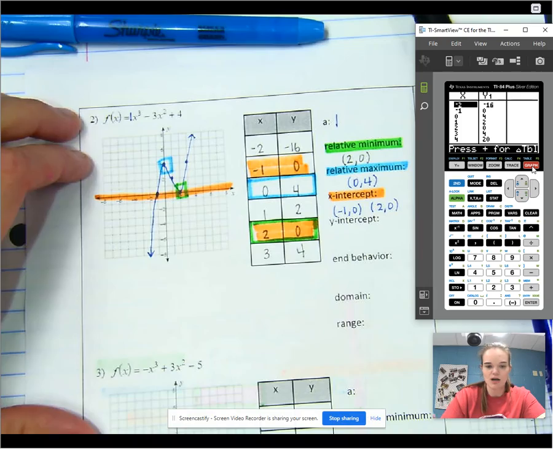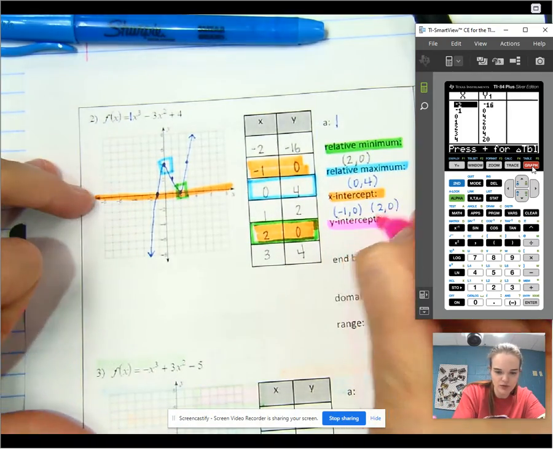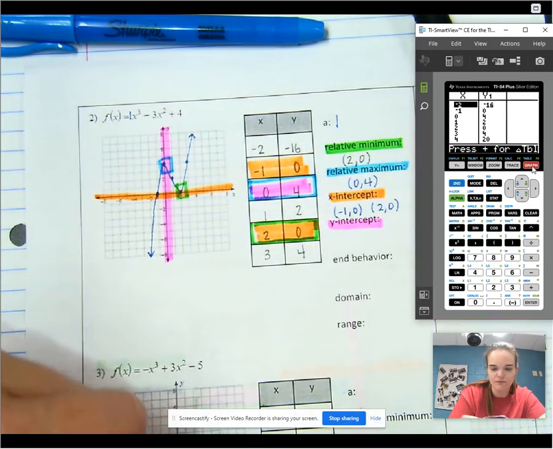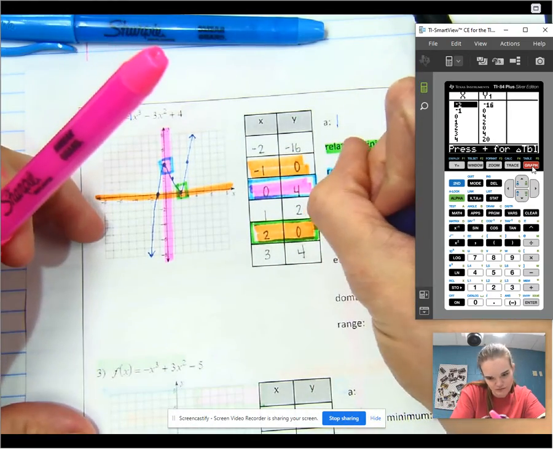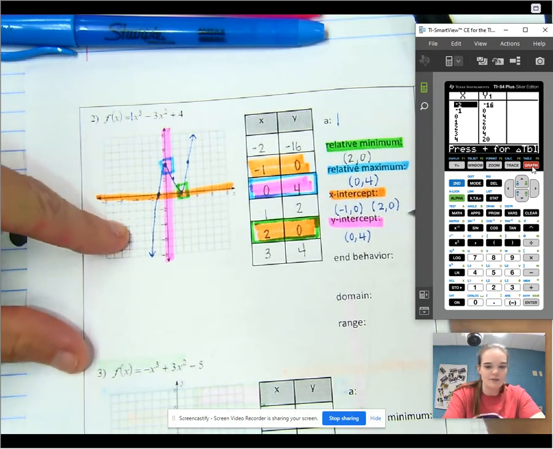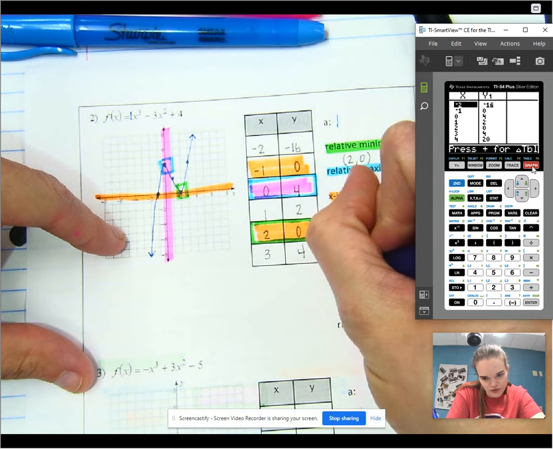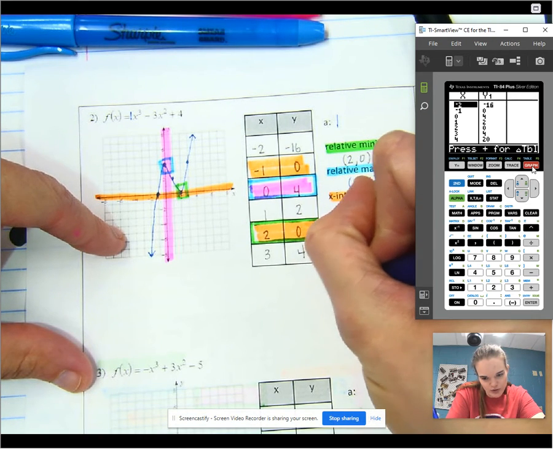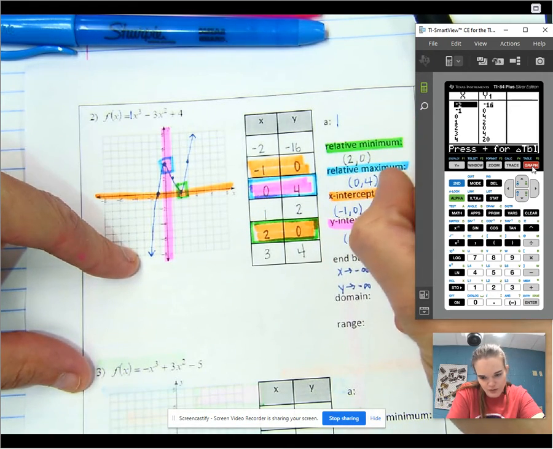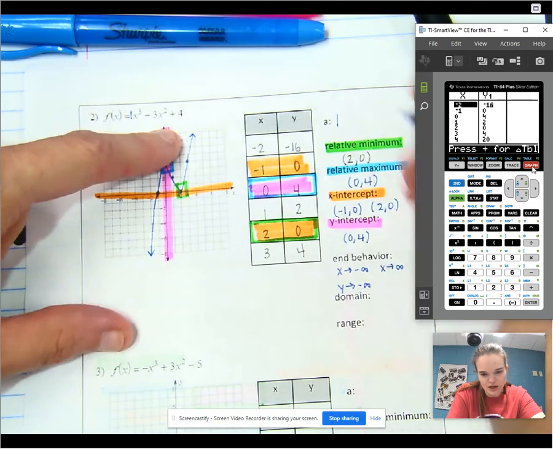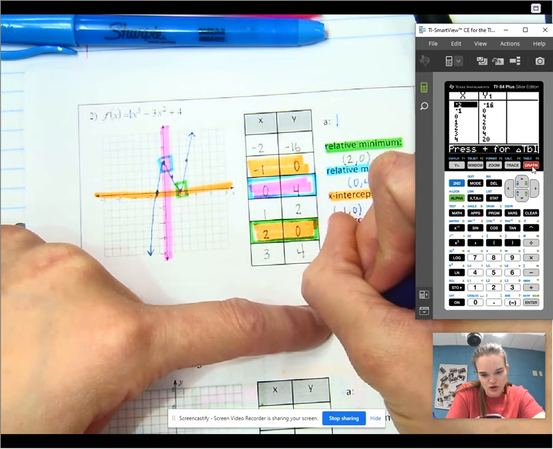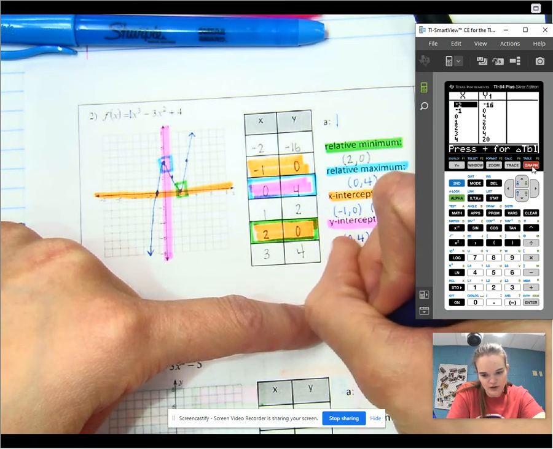Okay, and the y-intercept, again, there has to be one of those, even if you have to look at your calculator to find it, but it's right here. It is 0, 4. Okay. In end behavior, when x approaches negative infinity, it is going down, so y approaches negative infinity. When x approaches positive infinity, y is going up, so it approaches positive infinity. The domain and range are all real numbers for every cubic function.